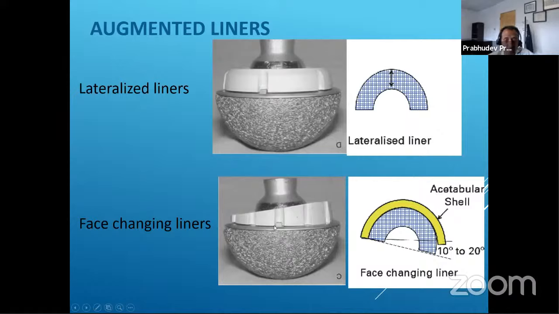This is a phase changing liner. This will increase the offset and also increase the posterior coverage by changing the orientation of the cup.